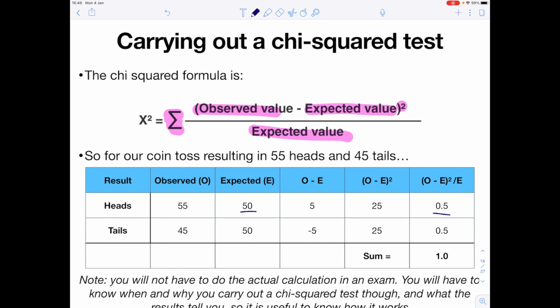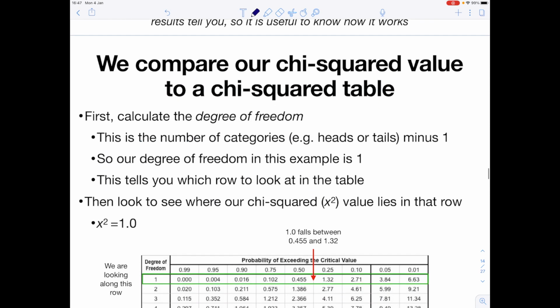Now looking along the tails row, we know from the previous slide that our observed number was 45. We expected there to be 50. So if we do observed minus expected, we get minus 5. If you square a negative number, it becomes positive. So minus 5 squared is 25. If we do 25 divided by our expected value, which was 50, again, we get 0.5. We sum together those two numbers to get an answer of 1.